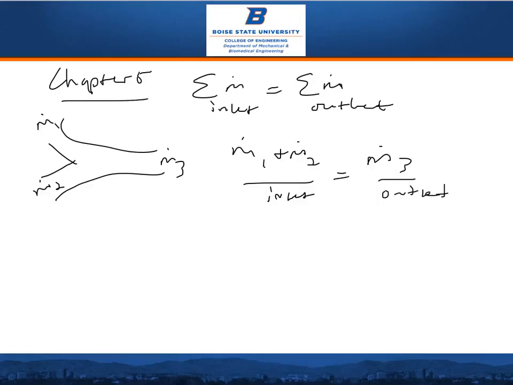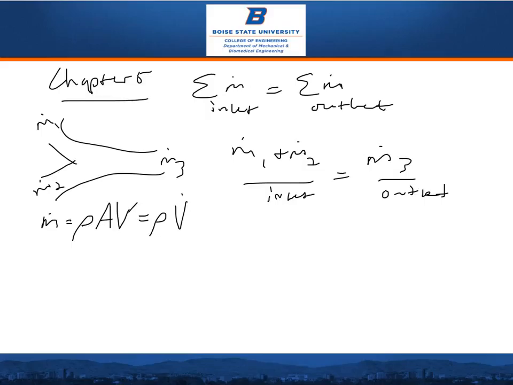Okay. And also we want to remember from an earlier chapter that m dot, or mass flow rate, is equal to density times the cross-sectional area times the velocity, or density times our volumetric flow rate, V dot.